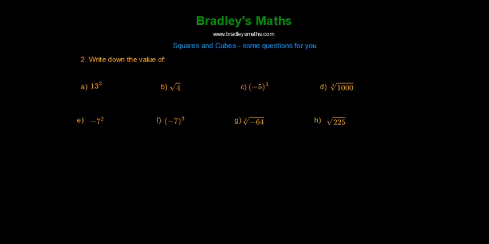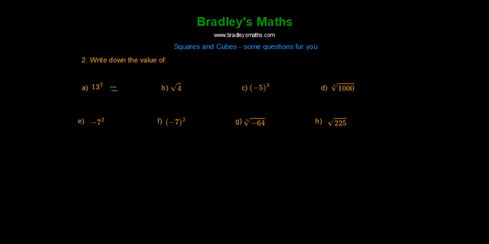Write down the value of 13 squared. You're expected to know these without using a calculator. 169. The square root of 4, we are talking the principal square root of 4, which is 2. Negative 5 cubed is negative 5 times negative 5 times negative 5, which equals negative 125. The cube root of 1000 is 10.